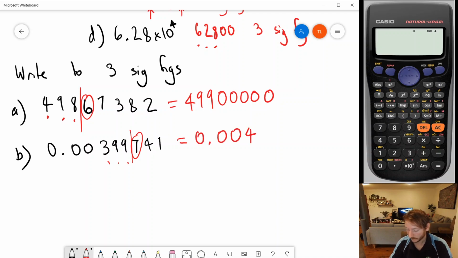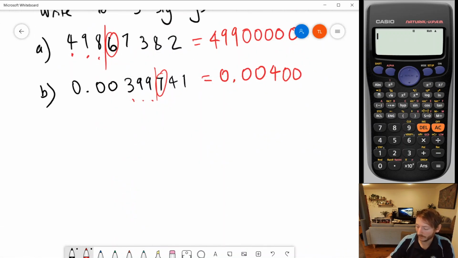0.004, technically 00. And normally with decimals, we wouldn't write that. But because we know we wanted 3 significant figures, I have to put these here to show that I have rounded off to that many decimal places or that many significant figures. If I just left them blank, then we might think that I only wanted 1 significant figure, which is not what the question asked.